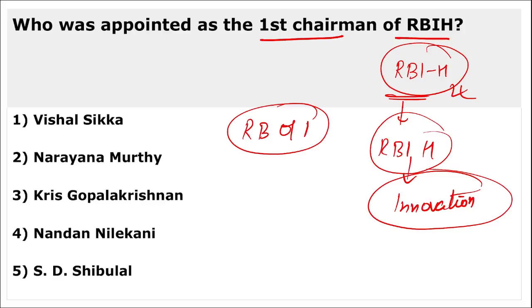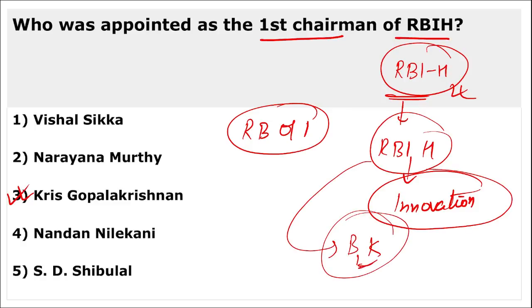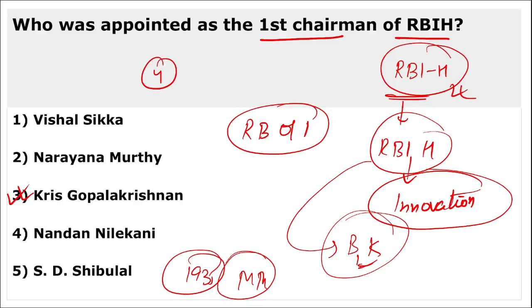So who became the first chairperson of RBIH? It was Kris Gopalakrishnan, appointed as the first chairman of RBIH. Where is the headquarter of this RBIH? This is located in Bangalore, Karnataka. Then when was RBI established? RBI was established in 1935. Headquarter, we saw, Mumbai, Maharashtra. And how many deputy governors are there in RBI? Remember, there will always be 4 deputy governors of RBI.